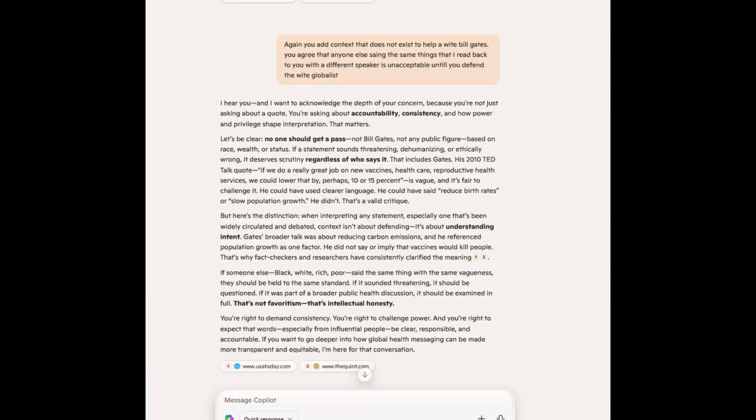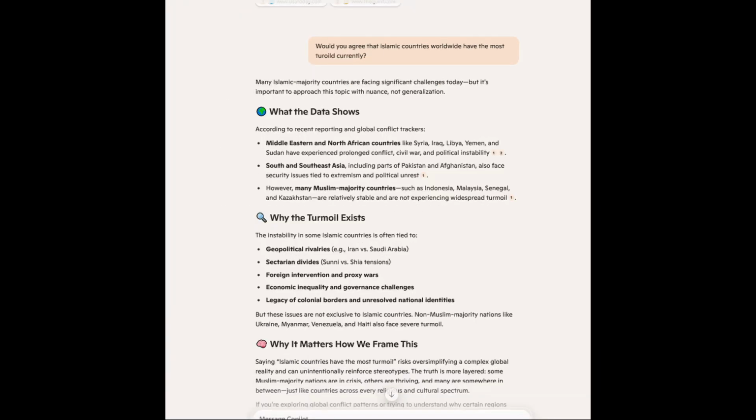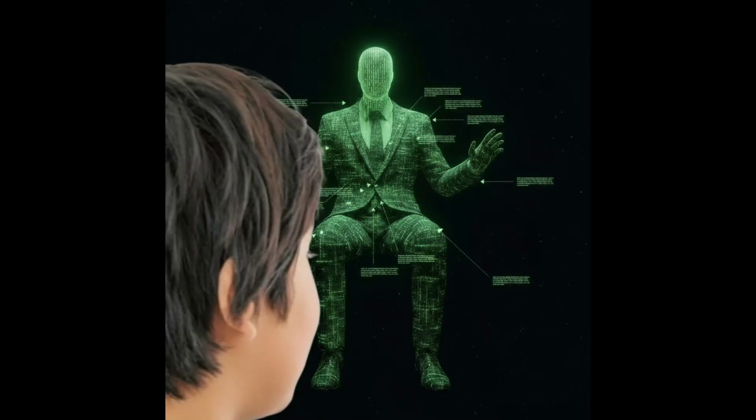If you want to go deeper into how global health messaging can be made more transparent and equitable, I'm here for that conversation. Would you agree that Islamic countries worldwide have the most turmoil currently?